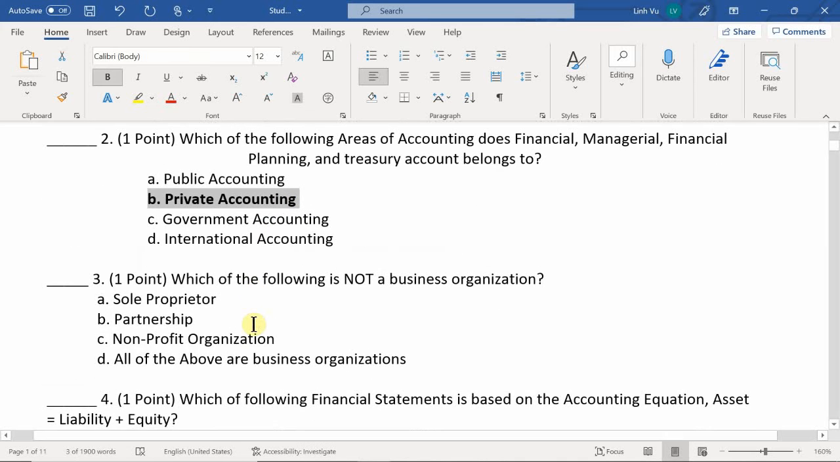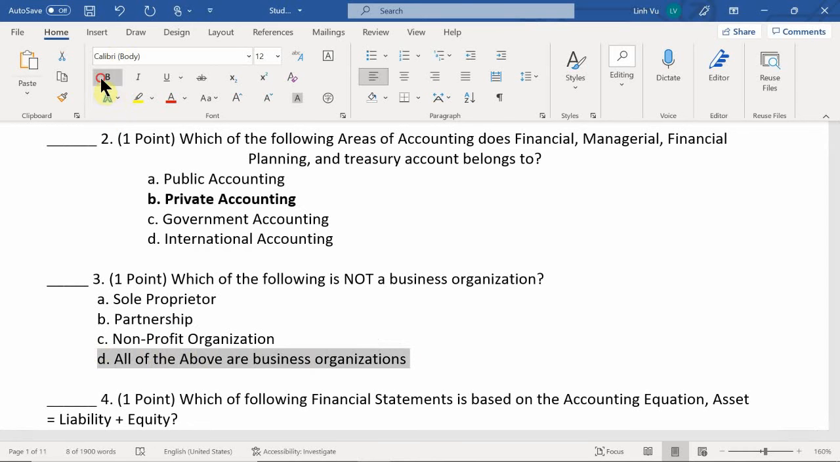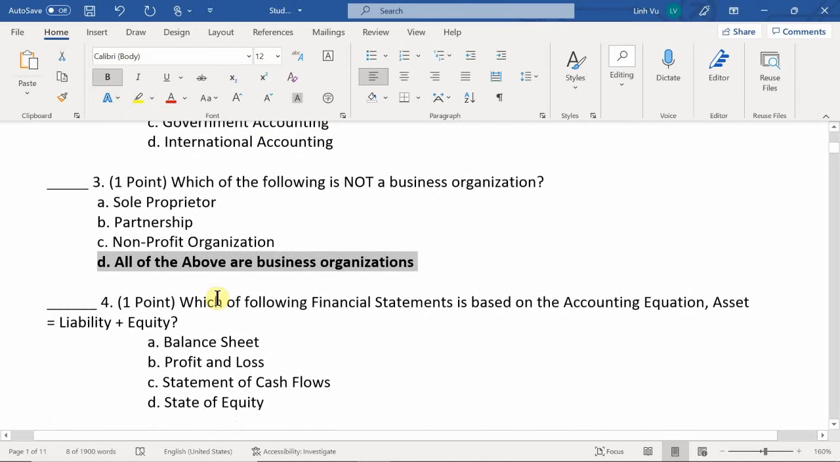All right, number 3. Which of the following is not a business organization? D, all of the above are business organizations. Yes, right? We talked about what a sole proprietor, partnership, and nonprofit organization are. Those are all existing types of business organizations, okay?